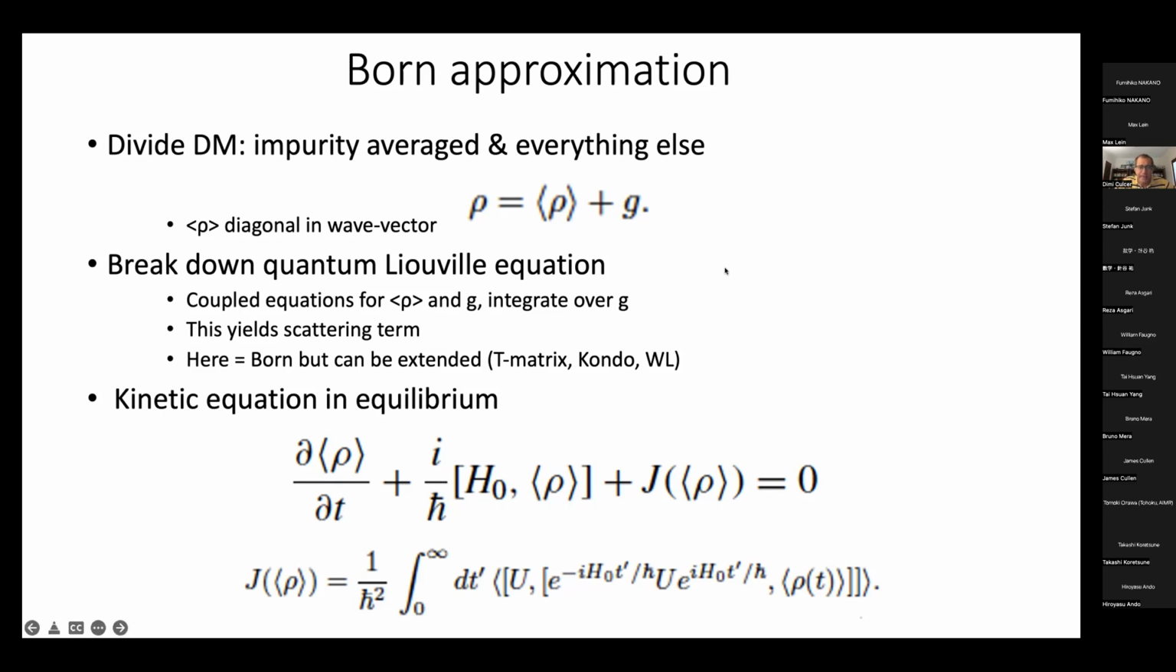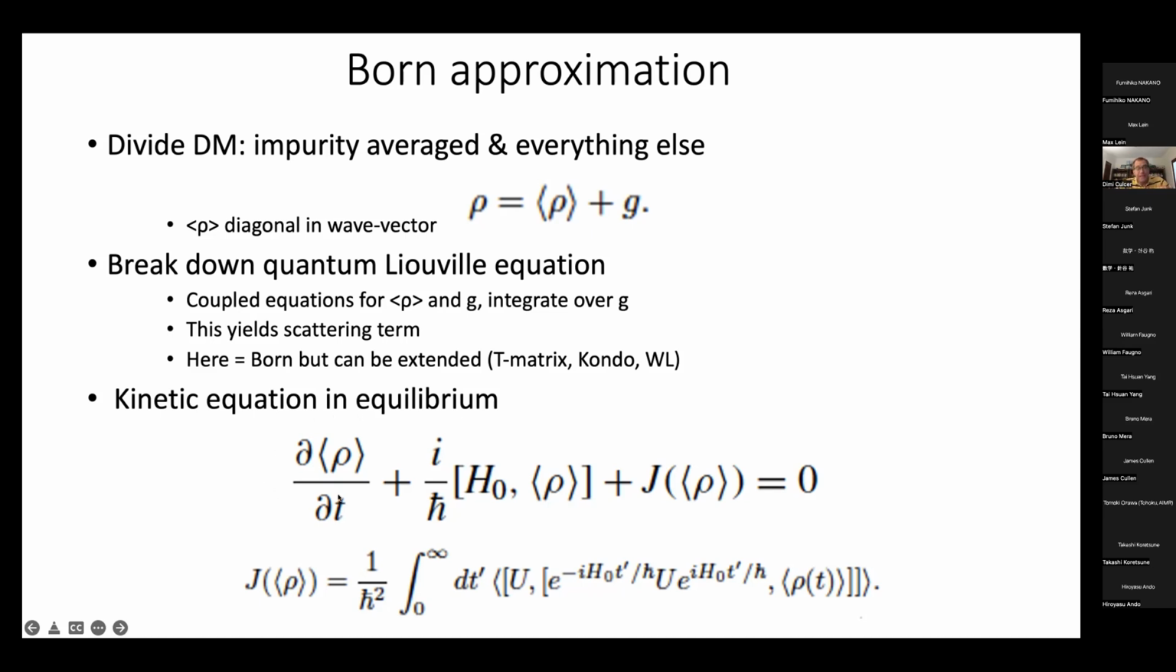And the approach can be extended. You can do self-consistent Born, you can do the T matrix, you can even cover the Kondo effect, you can cover weak localization. So we have papers where we've either done this or we're doing it. So the approach is systematic, right?